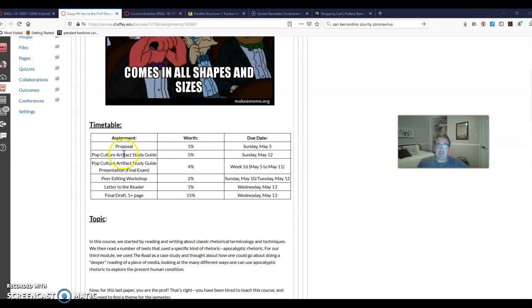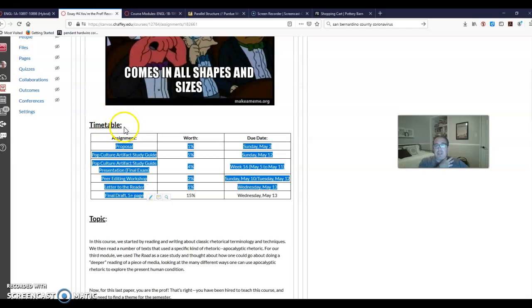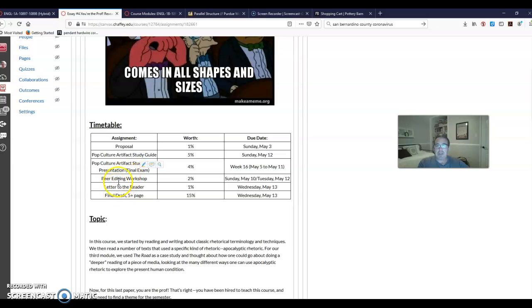So let's take a look at the breakdown of the timetable. As you can see, they're the same things we've been doing with every paper: proposal, peer editing, letter to the reader, and then your final draft. That should say 6+ pages. This is a bit longer, but you'll need that space, and you'll be able to fill it very quickly, so don't worry about that.